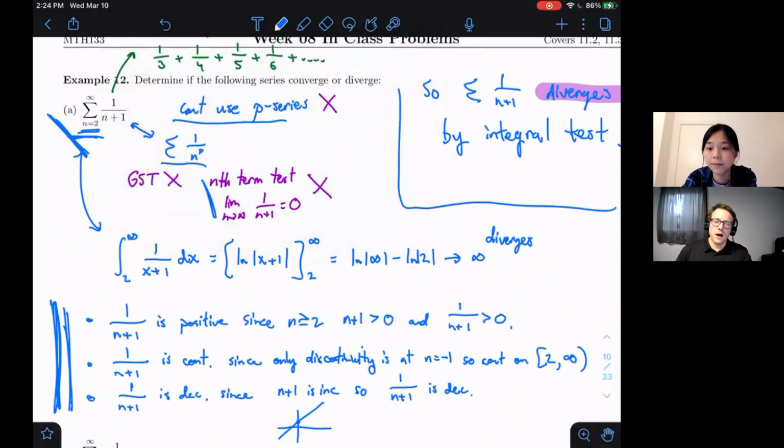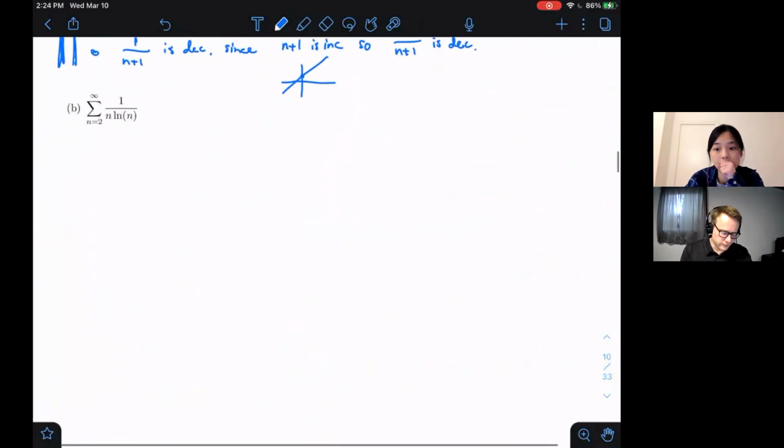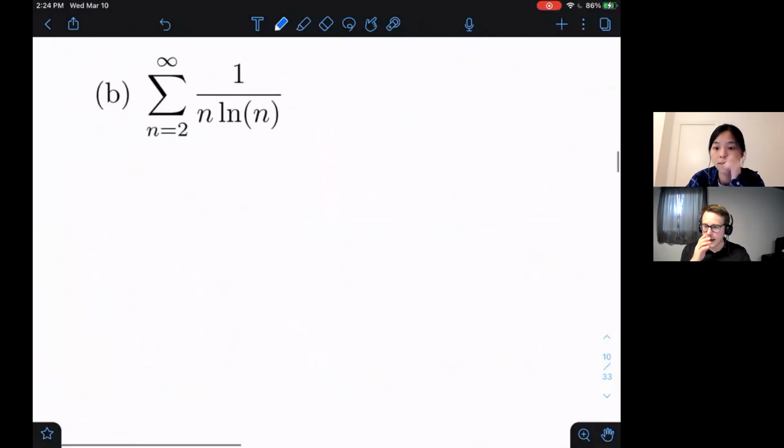Good. Okay, let's go ahead and do another problem here. So again, looking at this one, we could go through the list of things. We could think about the geometric series test, doesn't work. We could think about the nth term test for divergence, doesn't work. Turns out that the terms here do go to 0. We could think about the P-series test.